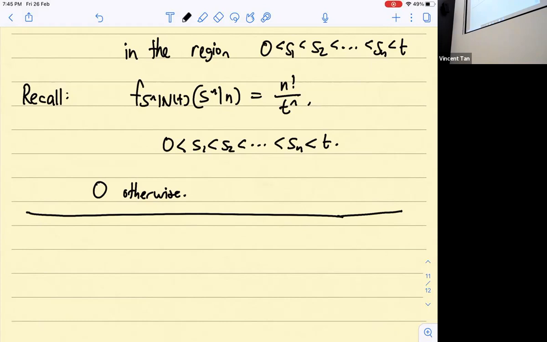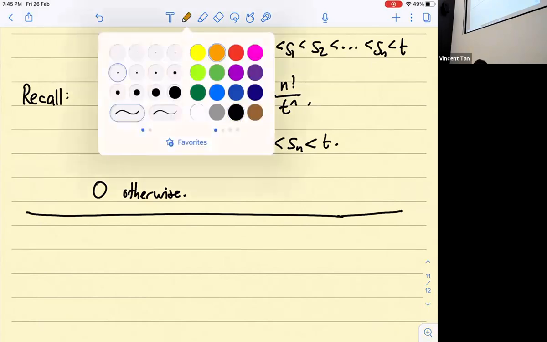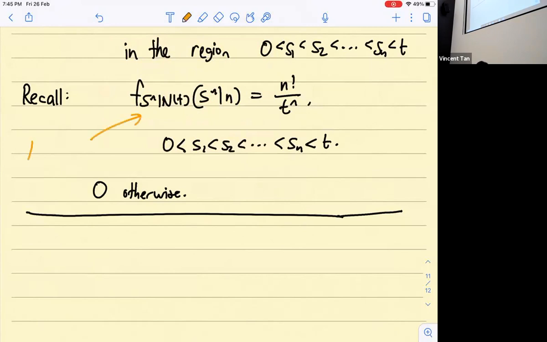So I just want to remind you that we proved this result just now. And there are a few other things we want to do before we actually look at a particular example. Okay, so these are the arrival epochs, S1, S2 up to Sn. So they are very hard to speak like that.